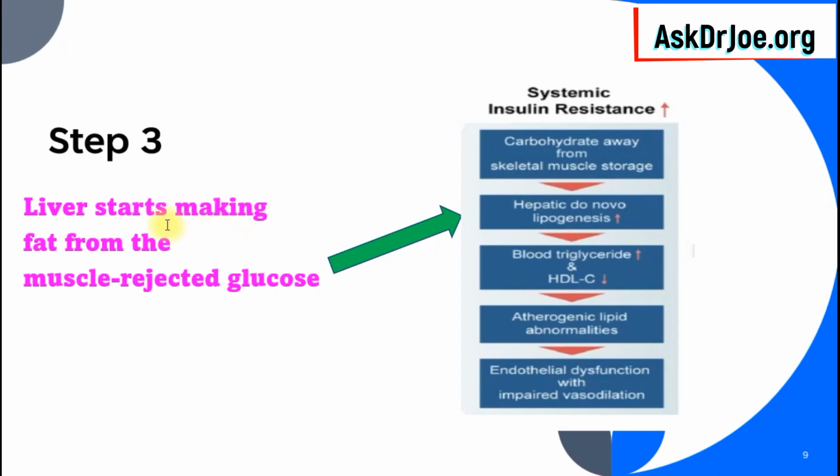This is step 3B, I should say. Because the liver is now overwhelmed with all of that glucose rejected by the muscle, it starts to synthesize fat, fatty acids. This is what we call liver de novo lipogenesis. It begins to generate its own fat because it has to use up all of that glucose that has been diverted to it. And then it also starts to make more triglycerides from the glucose, so your triglyceride levels will begin to go up.